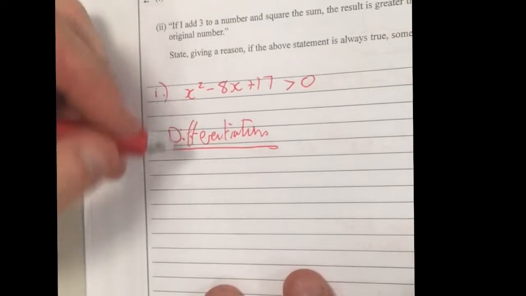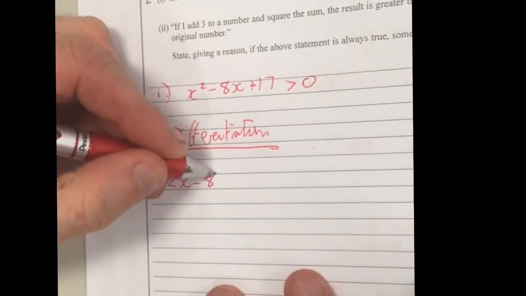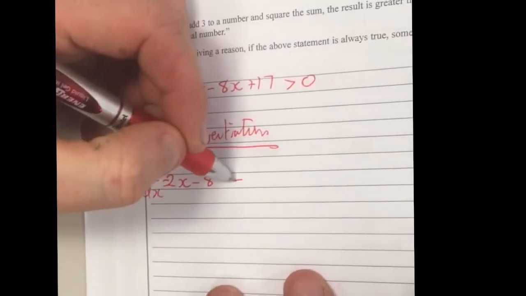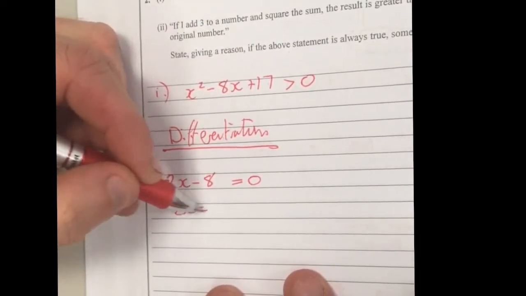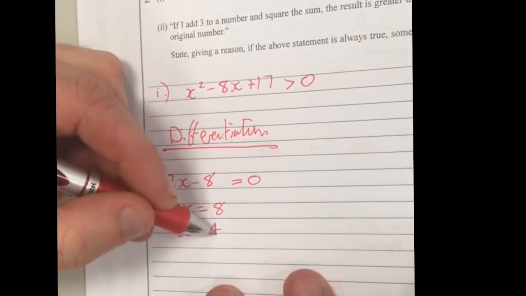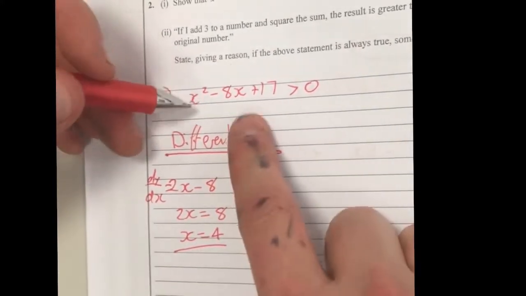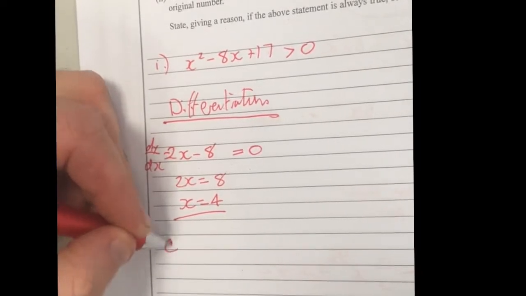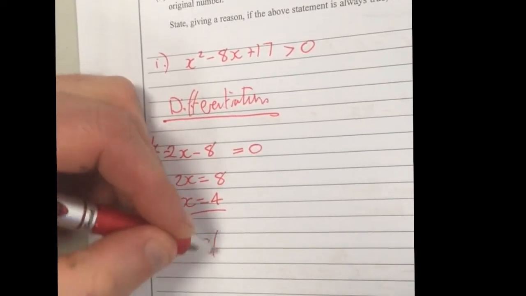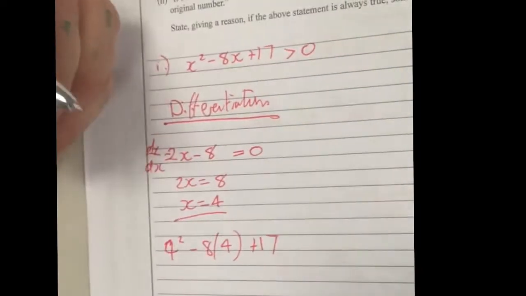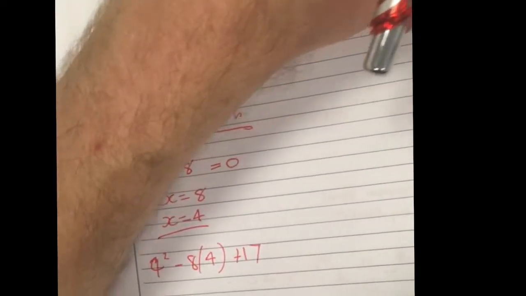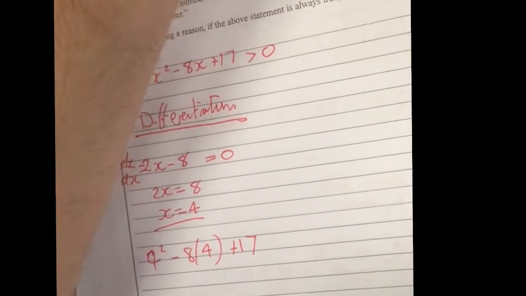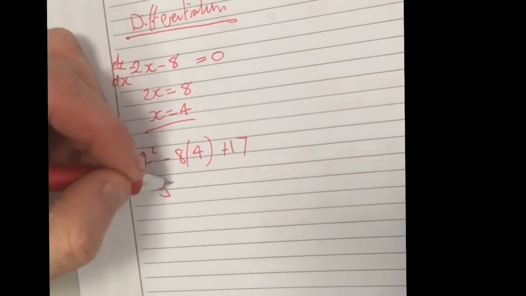So if we differentiate, we're going to get 2x minus 8. And the minimum is when that equals 0. So 2x equals 8, so x equals 4. So the minimum point for this quadratic is at x equals 4. We can put that back in to find the y coordinate. So 4 squared minus 8 times 4, plus 17, which gets us y equals 1.